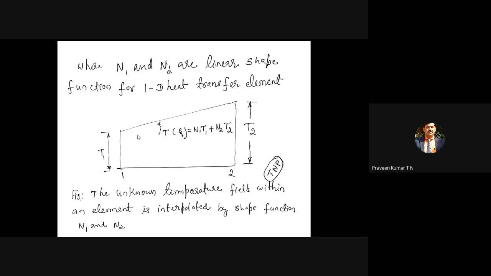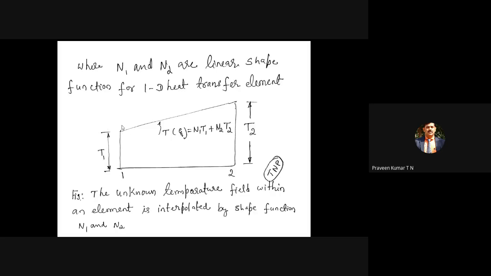So now we have to derive the interpolation function. Where the temperature is defined, this function is given by N1 T1 plus N2 T2. Finally we are getting one line equation, because this is a straight line. We are assuming that the variation of the temperature within the element, or within the wall, varies linearly. Hence the variation of the temperature is linear.